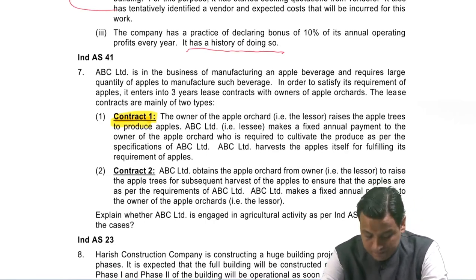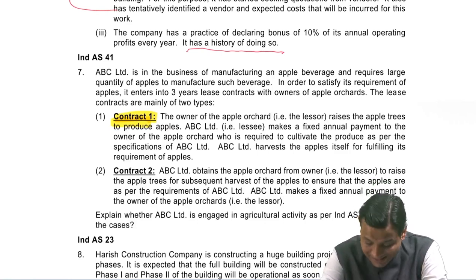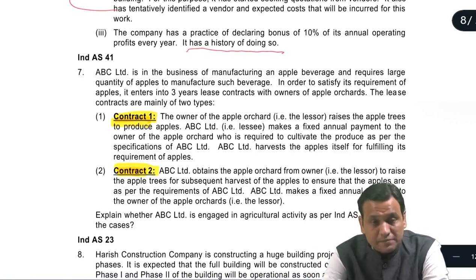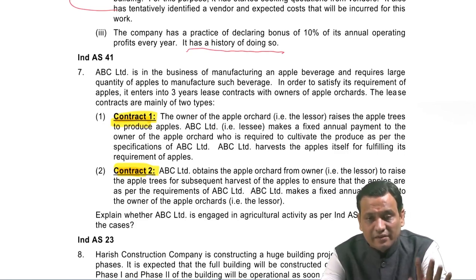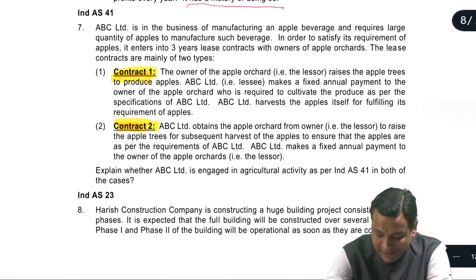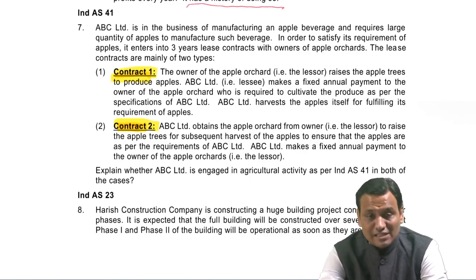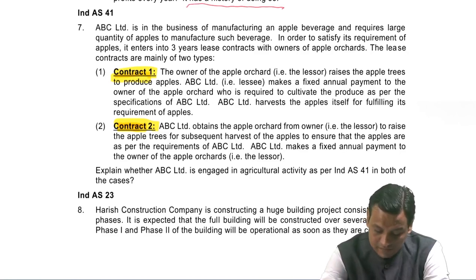Contract number 2. ABC Limited obtains the apple orchard from the owner, that is the lessor, to raise the apple trees for subsequent harvest of the apples to ensure that the apples are as per the requirements of ABC Limited. ABC Limited makes a fixed annual payment to the owner of the apple orchard, that is the lessor. Explain whether ABC Limited is engaged in agriculture activity as per Ind AS 41 in both the cases.